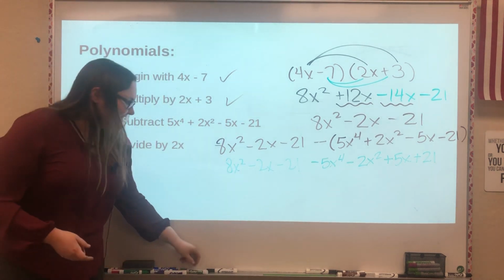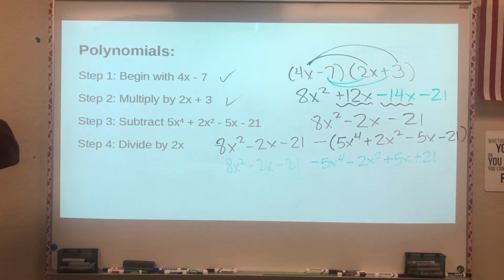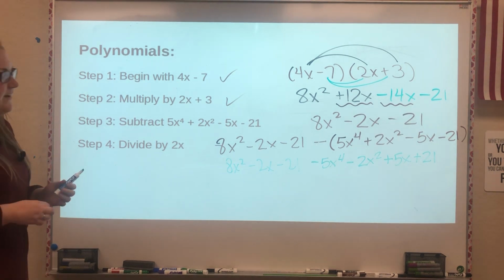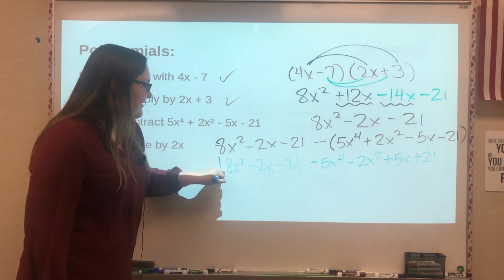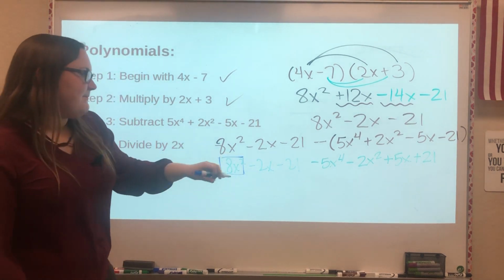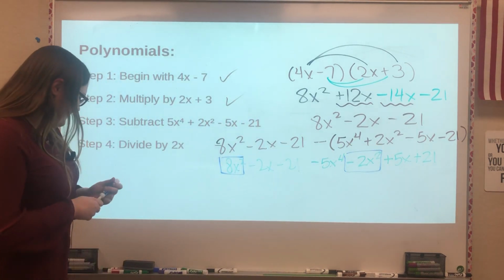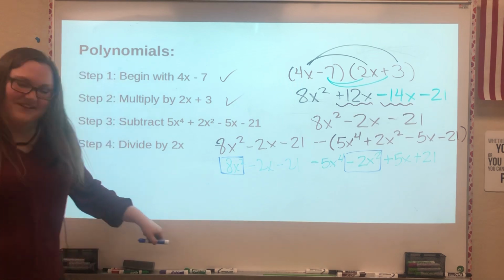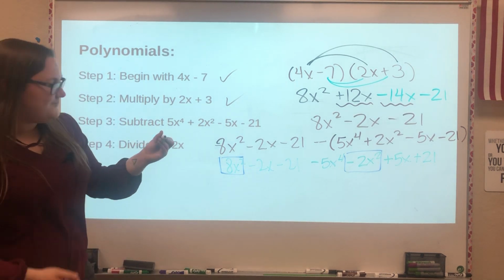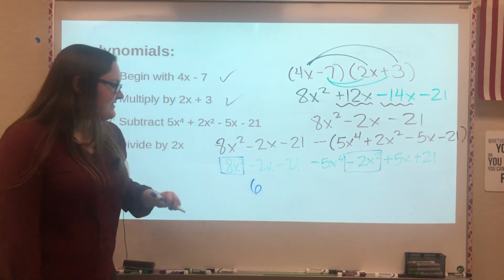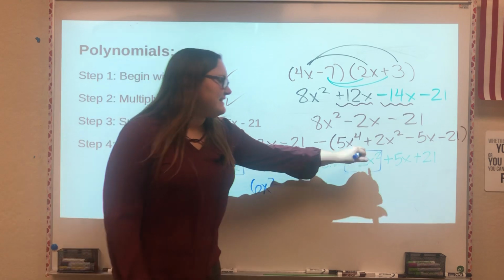Now, goodness, I've got a lot of terms here. Just like before, I want to check to see, can I simplify? One of the things I see that are like terms is our 8x squared minus 2x squared. It seems like every marker I grab is dead. When I go to do 8x squared minus 2x squared, well, the 8 minus 2 gives me 6. So we get 6x squared. That was me using these two.